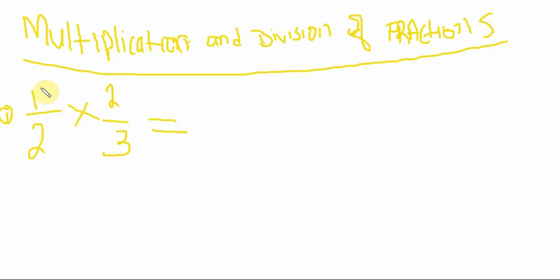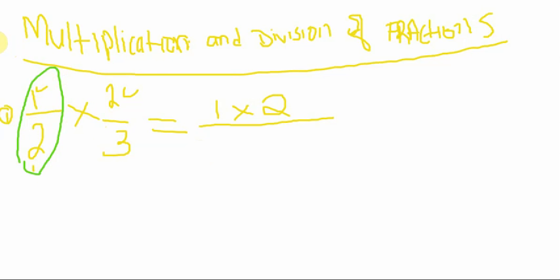If it's multiplication, we just multiply the numerator with numerator, denominator with denominator. Okay, so we write our horizontal line there. We write the numerator for the first fraction, which is 1, multiplied by the numerator for the second fraction, which is 2. Denominator for the first fraction is 2, multiplied by the denominator of the second fraction, 3. So we get our product.